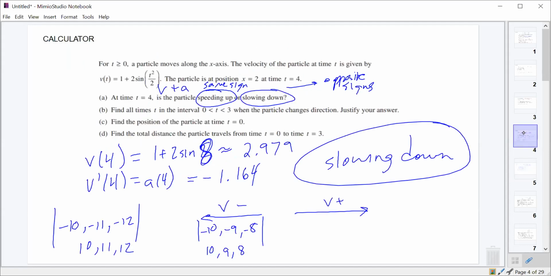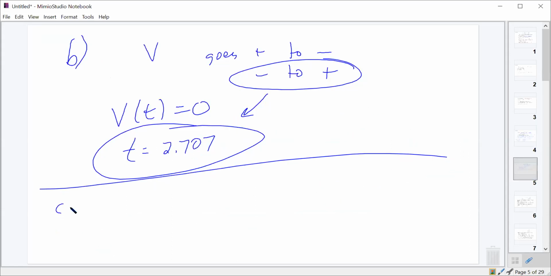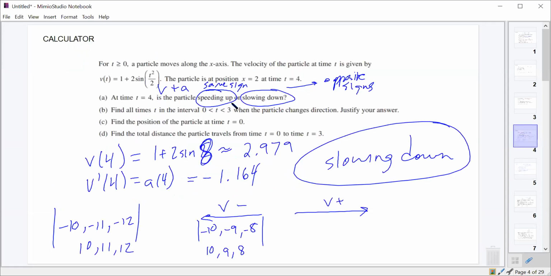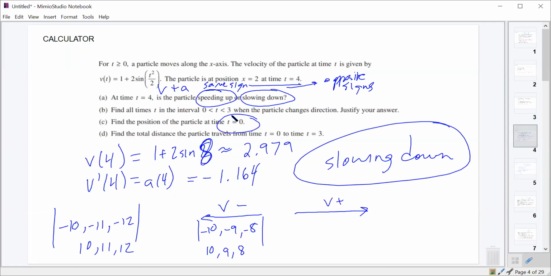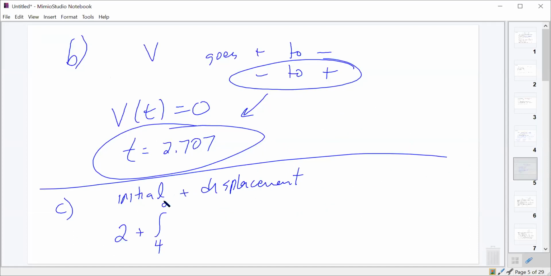Part C, find the position of the particle at t equals 0. So position should be the initial location of it plus the displacement, like we've been talking about. We are given an initial position of 2 at t equals 4. So 2 plus an integral from 4 to whatever value we're looking at. What's the value we're looking for? 0, right? So 2 plus the integral from 4 to 0 of v of t dt.